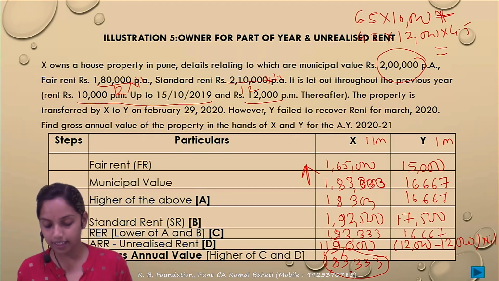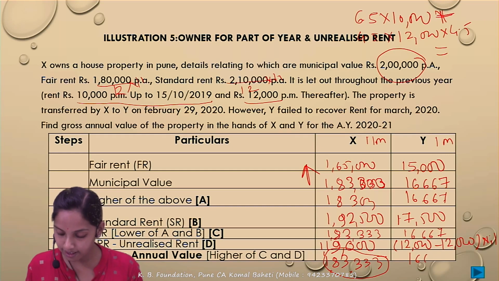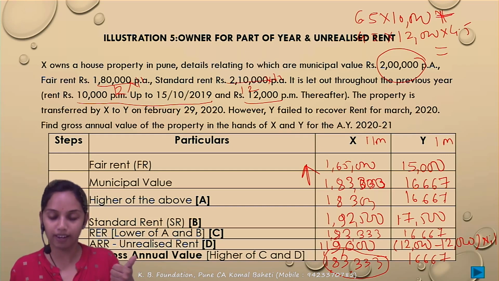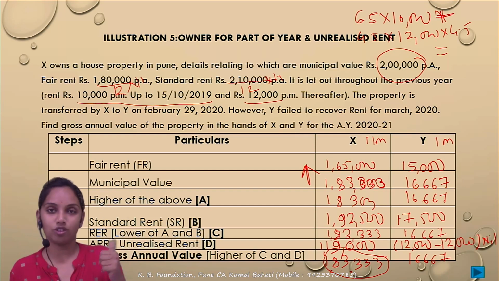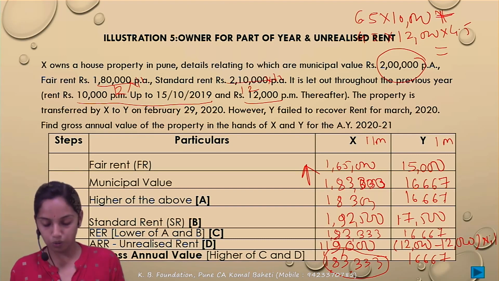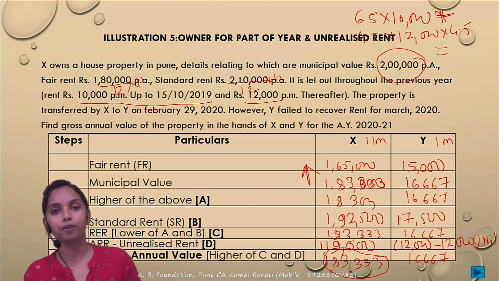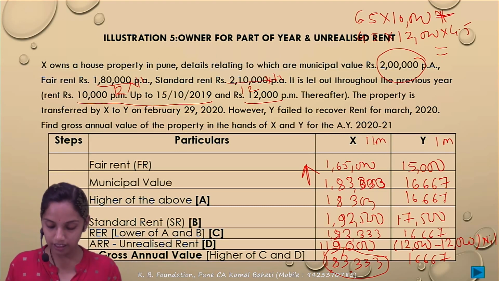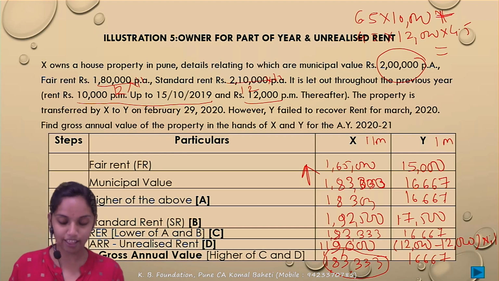That is to be compared with the nil. So the GAV is 16,667 because the third step whichever is higher. Reasonable expected rent है 16,000 and actual rent receivable is 12,000 but unrealized rent minus करने के बाद nil. So higher of the two would become the GAV, that is nothing but the 16,000. Are you clear with this? So this is the GAV to be taxable in the hands of both.